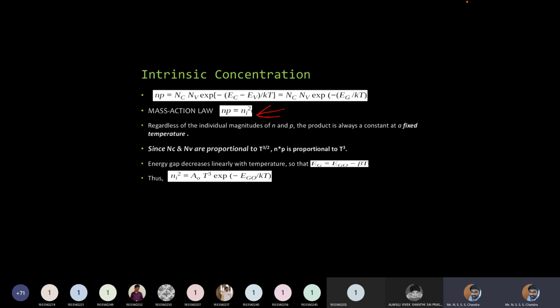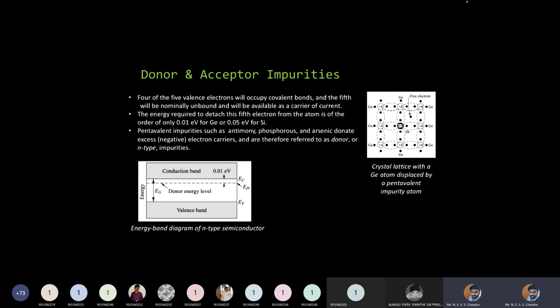And we have also defined a term called energy gap. Energy gap is nothing but the gap between your conduction band energy level and the valence band energy level. This is your Eg. We have seen that this Eg is clearly dependent upon temperature. Eg is equal to Eg0 minus beta into T.